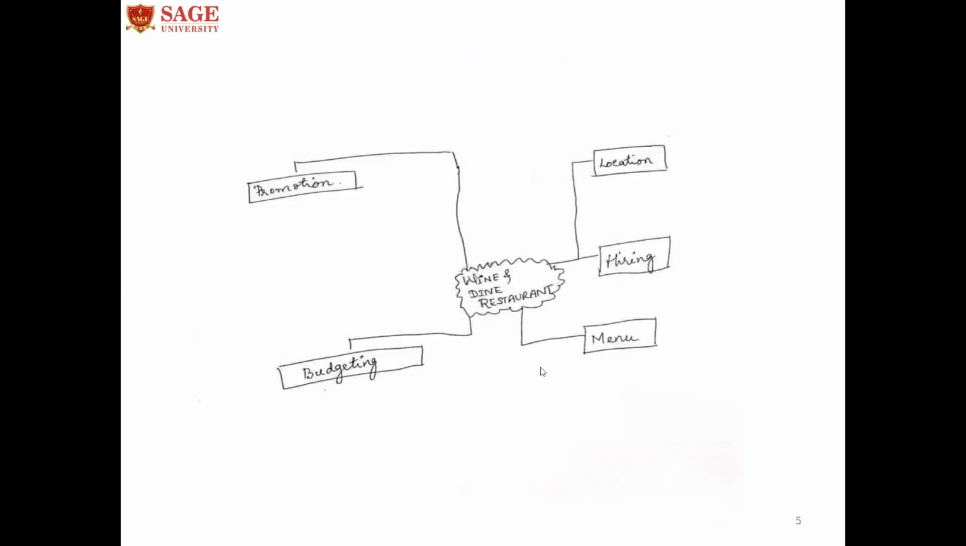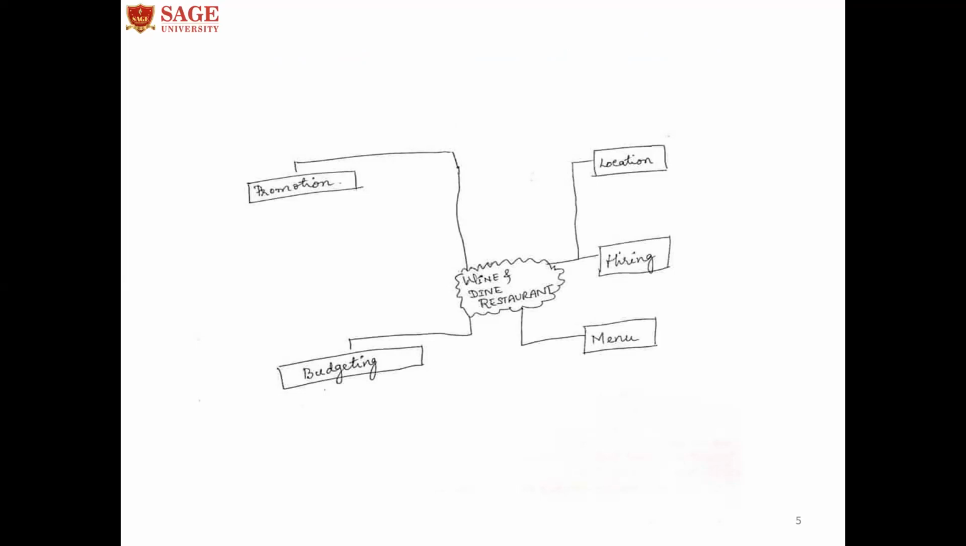Now, the second thing is you're going to create a few branches which indicate each area that you need to work on, such as location, promotions, hiring, menu, budgeting, etc. It can be more than these 5 branches. So if you're using the mind map technique, initially you can start with a few branches and further you can add on.